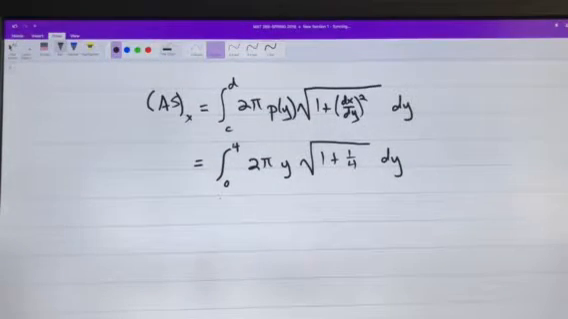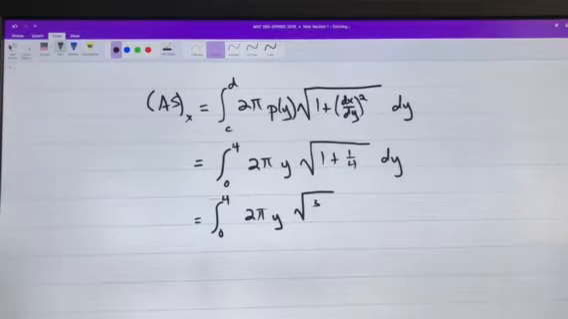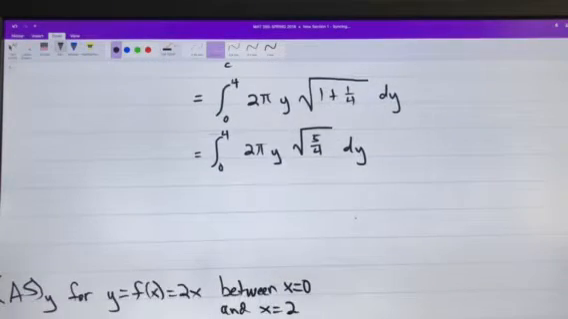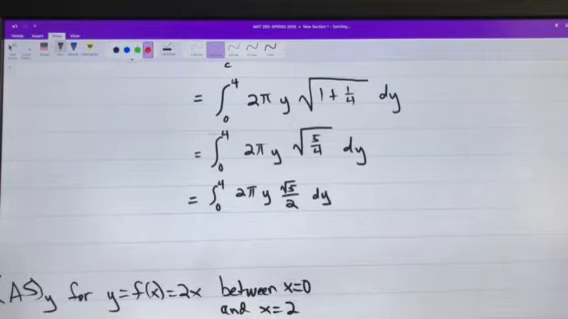And working with what we have now, going from y is equal to 0 to y is equal to 4, I have 2 pi y times the square root of 5/4 dy. And again, 4 is a perfect square number, 5 is not. So following through, I have 2 pi y times the square root of 5, the square root of 4 is going to be 2, and here we're going to have the 2's cancel out.